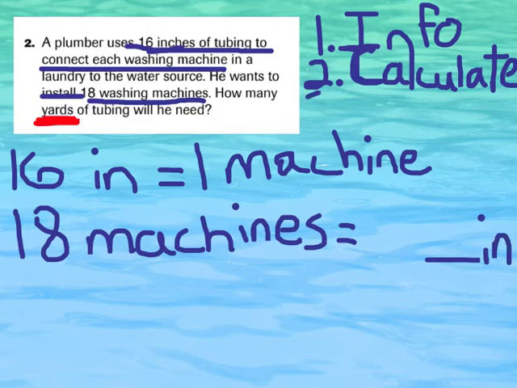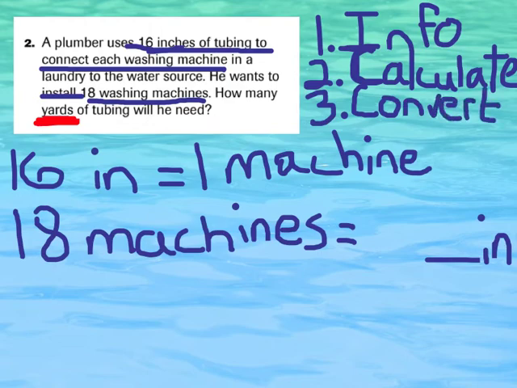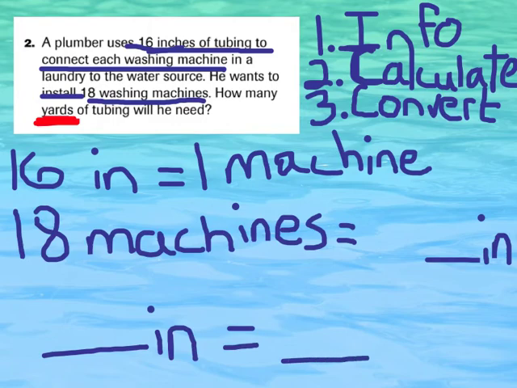Then, once I find that answer, I can do step 3, which, last but not least, I will convert. And I'm going to convert inches to yards to figure out how many yards of tubing he will need. So once you multiply 16 times 18 to find how many inches he needs, then you're going to convert however many inches that is to how many yards that is.